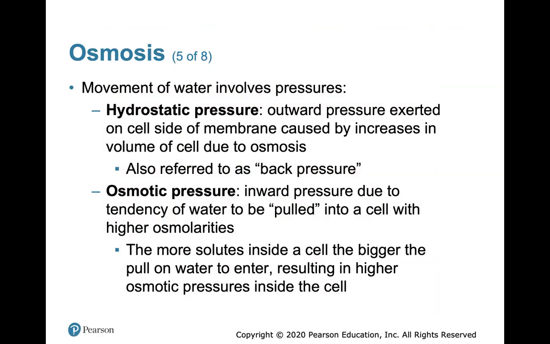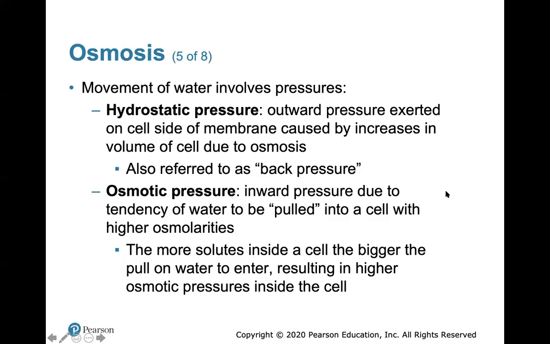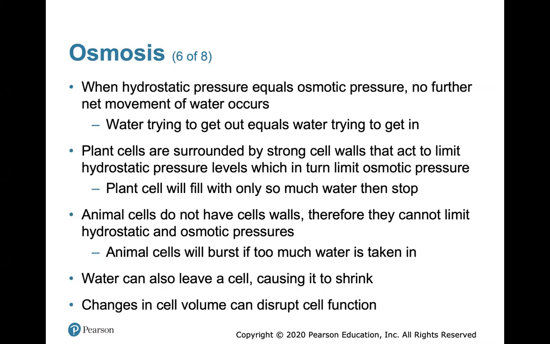Hydrostatic pressure is the outward pressure exerted on the cell side of the membrane caused by an increase in the volume of the cell due to osmosis. So the movement of water involves these two different types of pressures, and the osmotic pressure refers to the inward pressure due to the tendency of water to be pulled into a cell with higher solute concentration. All right, so these are the two pressures that water involves through osmosis, and you can read through some of these pressures on your own.